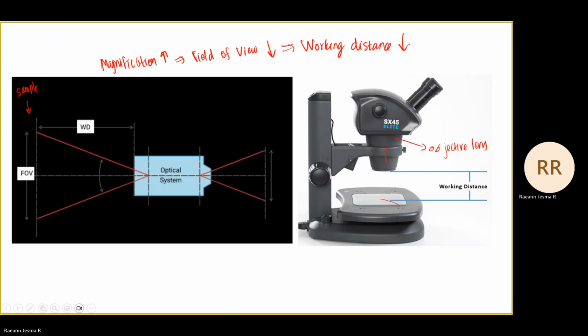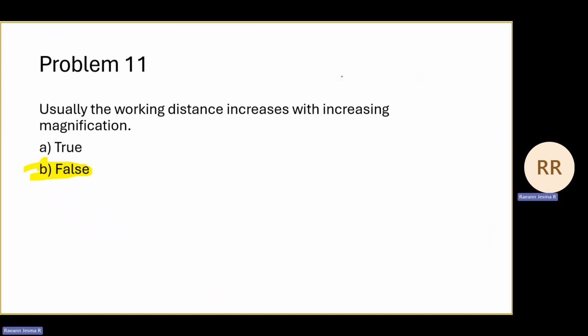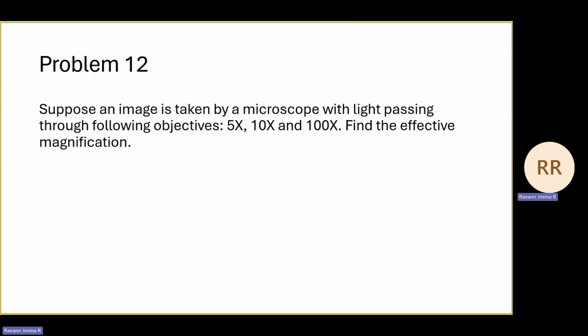Okay. However, you will see that in a compound microscope there will be multiple objective lenses, and on the objective lens they would have mentioned what the working distance is. Different manufacturers may have different working distances for the same type of magnification. Okay. That is possible. Is this clear? So the answer is false. That is because the working distance will decrease with increase in magnification.